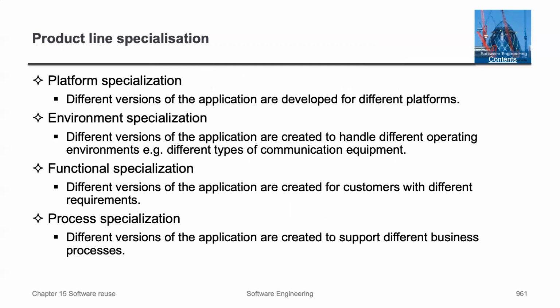So what about product line specialization? There's platform specialization, environmental specialization, functional specialization, and process specialization. For platform specialization, different versions of the applications are developed for different platforms. For environment specializations, there are different versions of the applications to handle different operating environments, such as different communication equipment. And for functional specialization, there are different versions of the applications for customers with different requirements. And finally, process related, there are different versions of the applications to support different business processes.